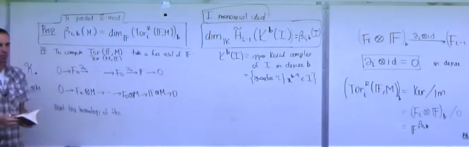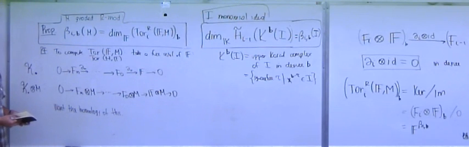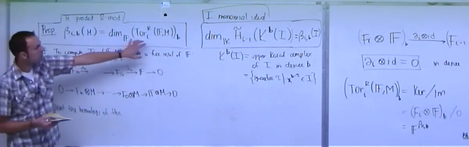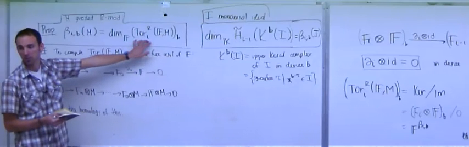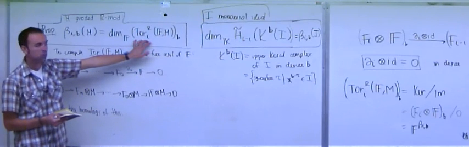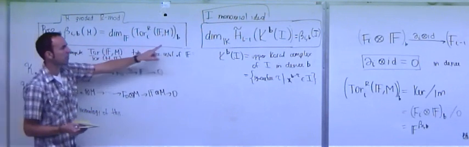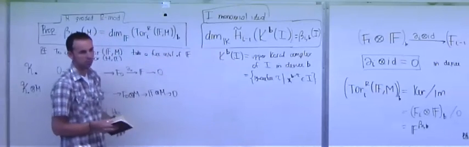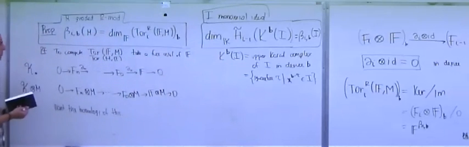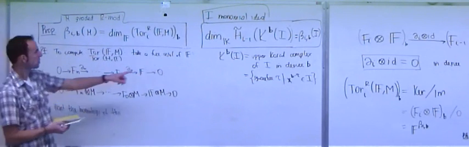So if you look at this, it's basically the same thing. We're looking at this Tor, and we're computing it in two ways. If I compute it in the first way, I get this Betti number. And if I compute it in the second way, I'm going to get this right here. So I'm supposed to take a free resolution of F and tensor it by N.